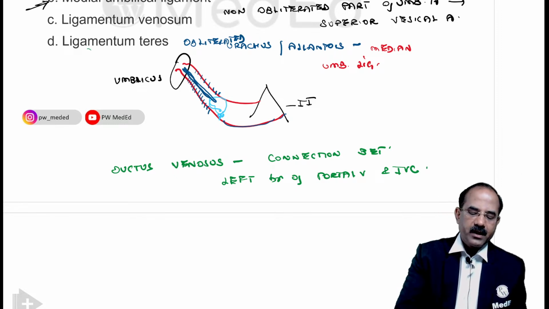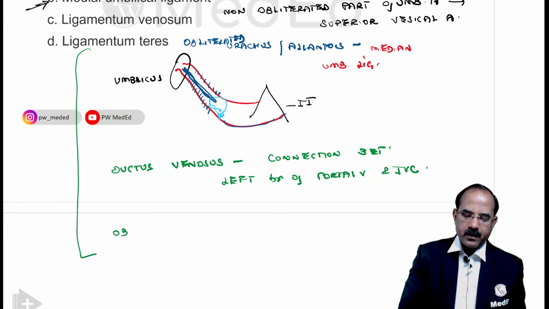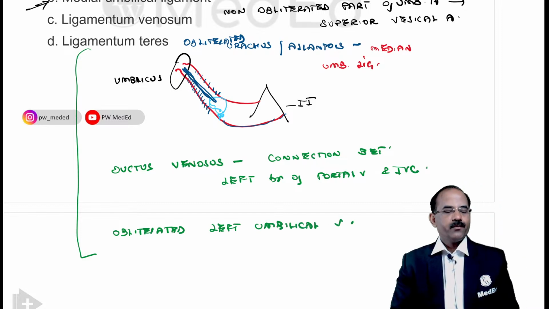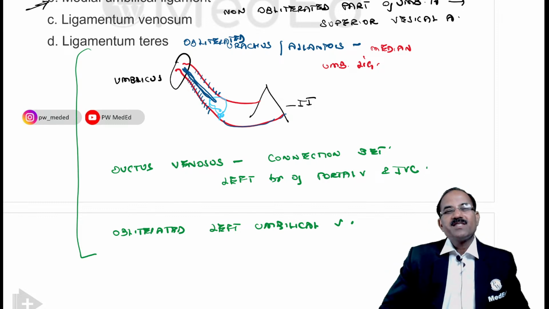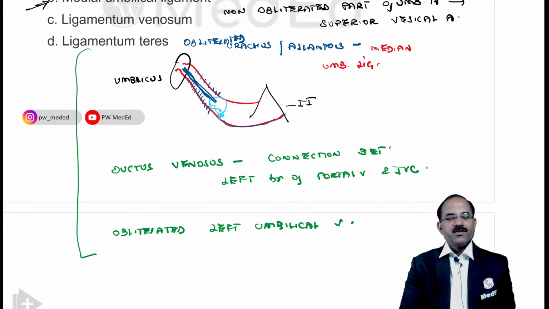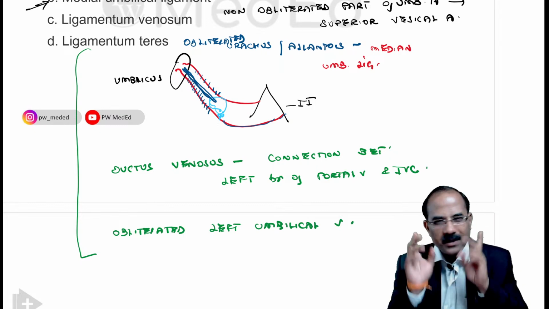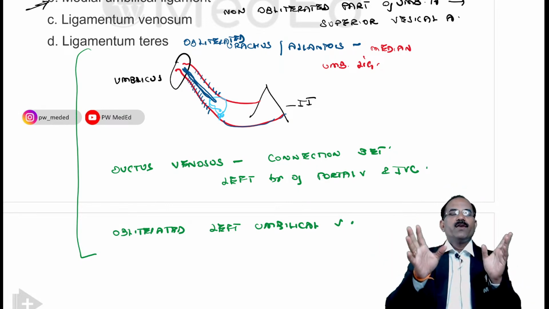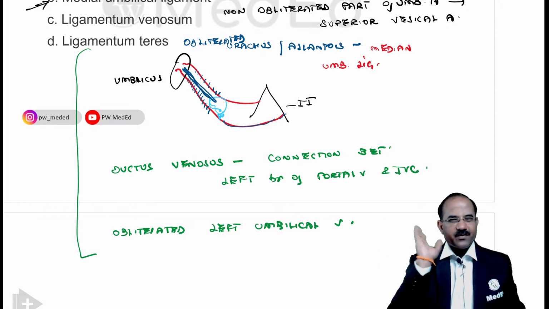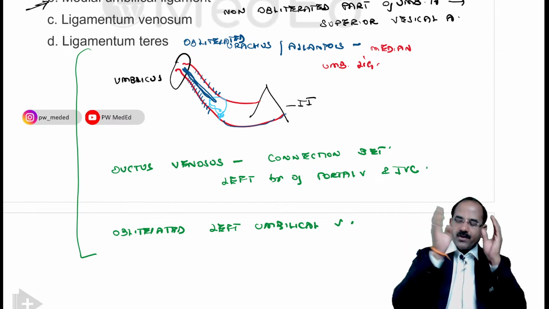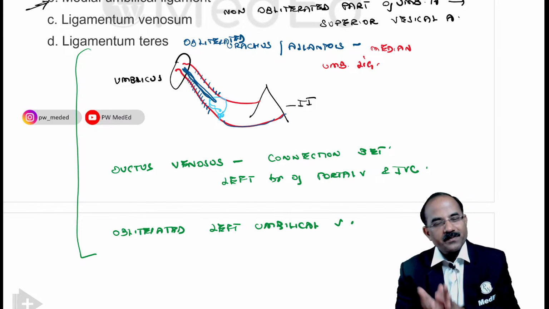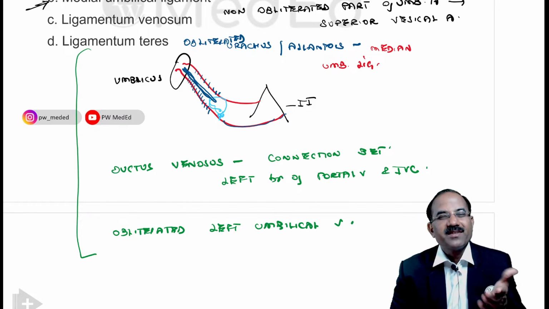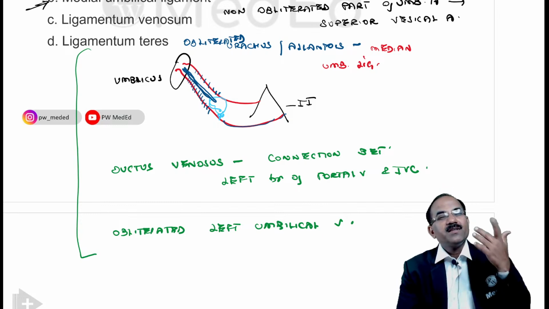And what is ligamentum teres? Ligamentum teres is the obliterated left umbilical vein. What are the contents of umbilical cord? Students, umbilical cord के contents क्या होता है? There are 2 umbilical arteries and 1 umbilical vein. ये पता है आपको? Which vein is that? The left. So contents of umbilical cord: 2 umbilical arteries and the left umbilical vein. This left umbilical vein after birth becomes what? The ligamentum teres.